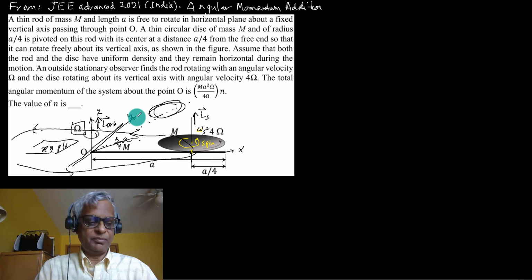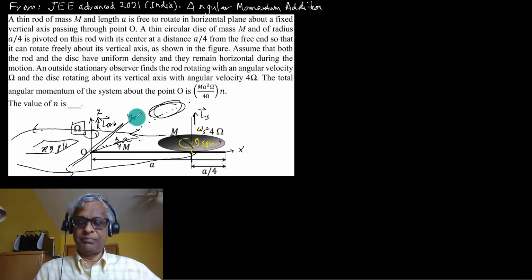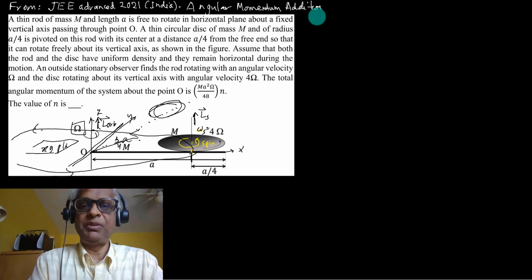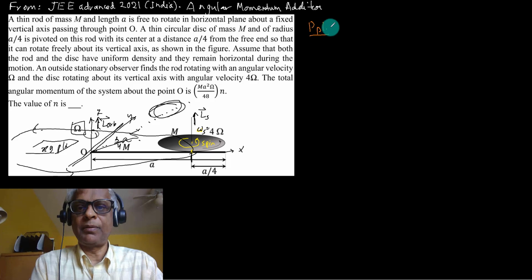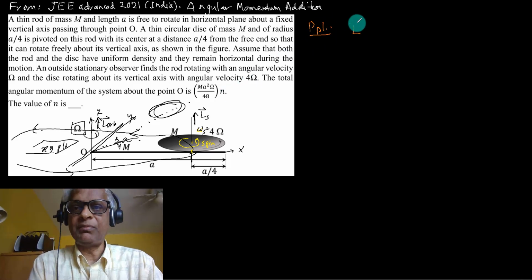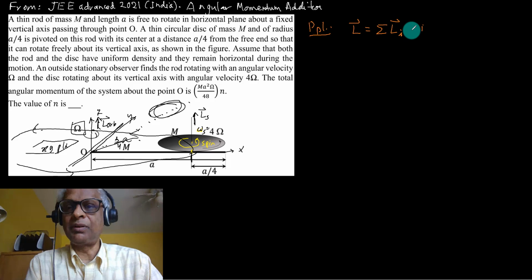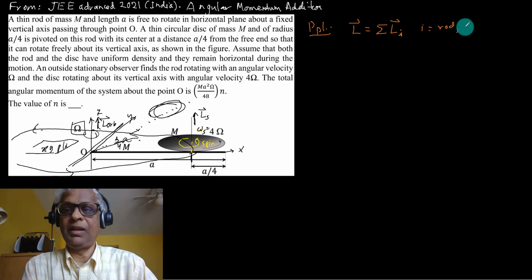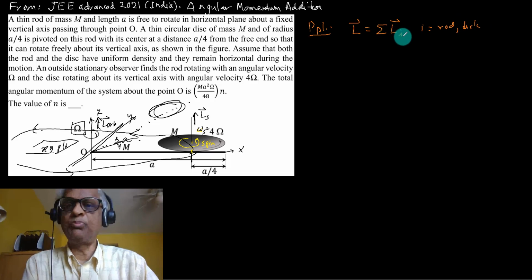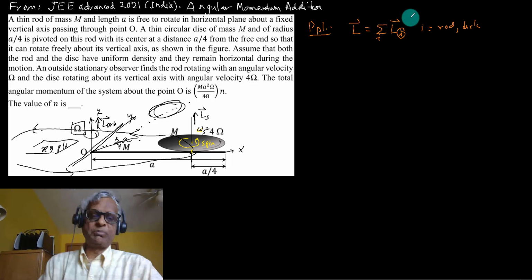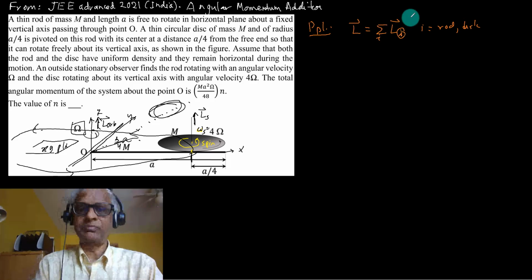So the angular momentum will be the sum of the angular momentum of all of these things. The principle is that the angular momentum is the sum of all the angular momenta. There are two bodies here, the rod and the disk, and we just have to add up the angular momentum of both of them. So let's look at one at a time.